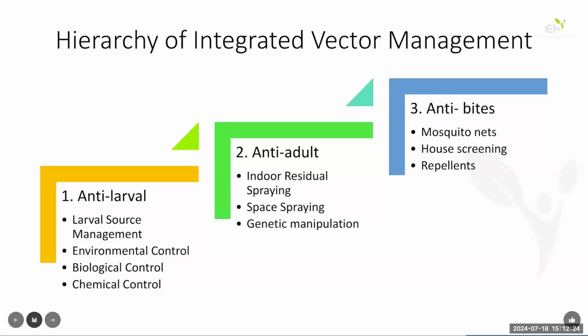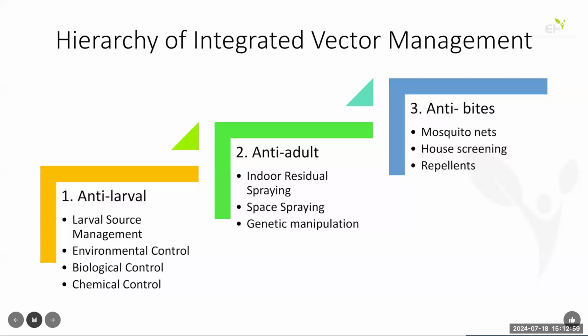So from this hierarchy of IVM, we can see that if we have to think about elimination, for example, when we look at the hierarchy of control, we always talk about elimination first. So if we have to look at elimination, then definitely we're looking at anti-larval measures. And under anti-larval measures, this is where we have larval source management, which could be environmental control, as we've seen: the clearing of standing water, the clearing of places or containers where these vectors could be breeding. And there are a lot of examples from around the world that we'll discuss.